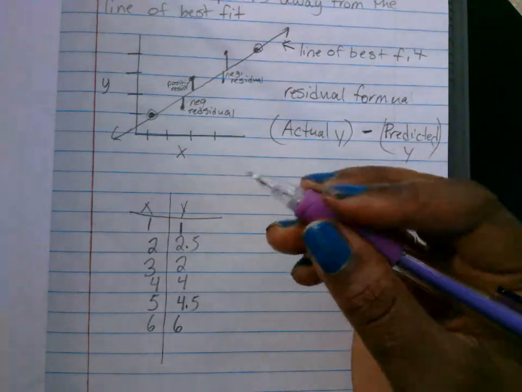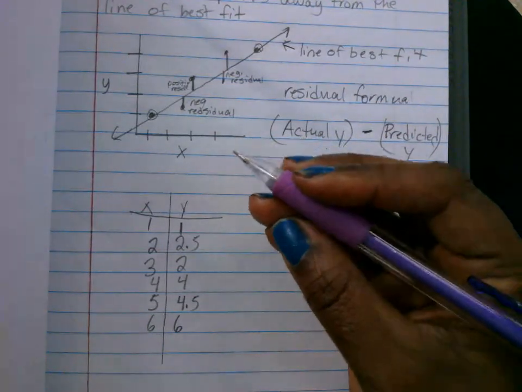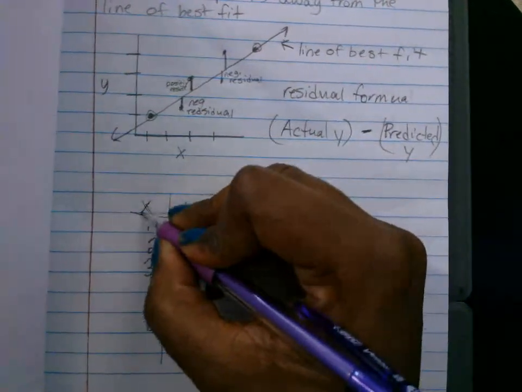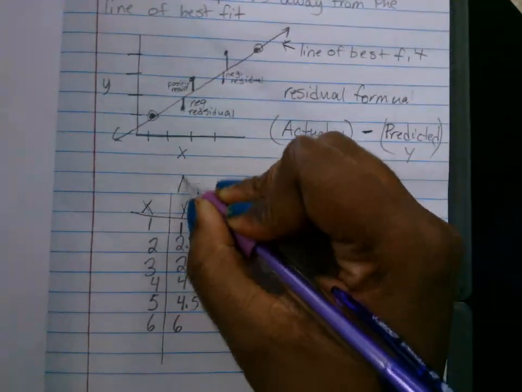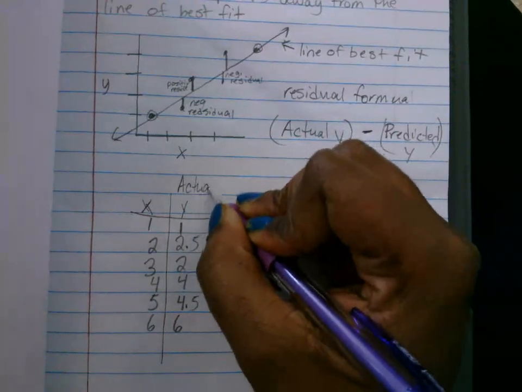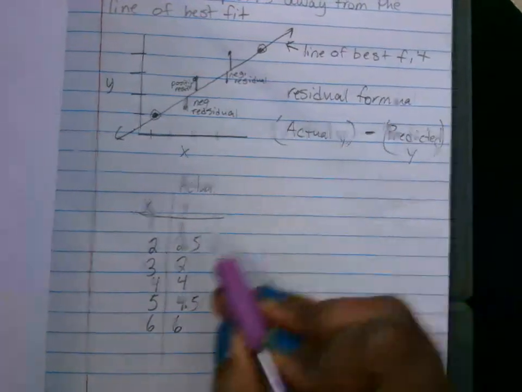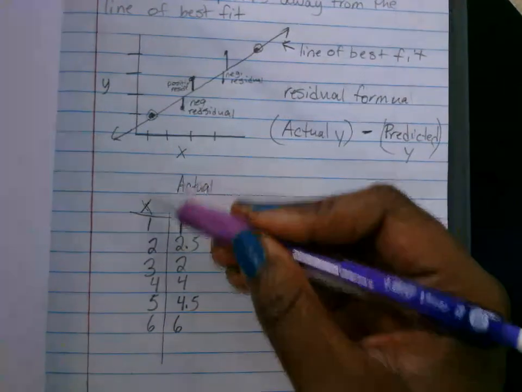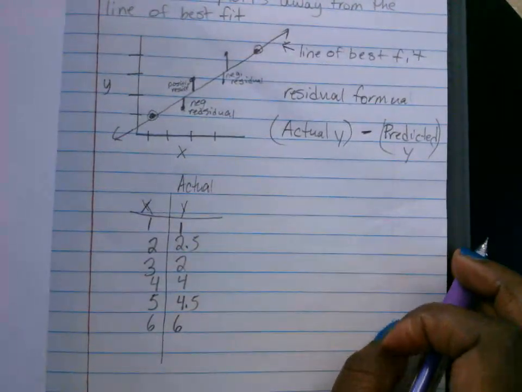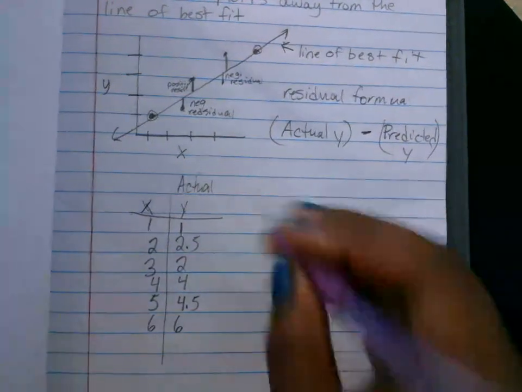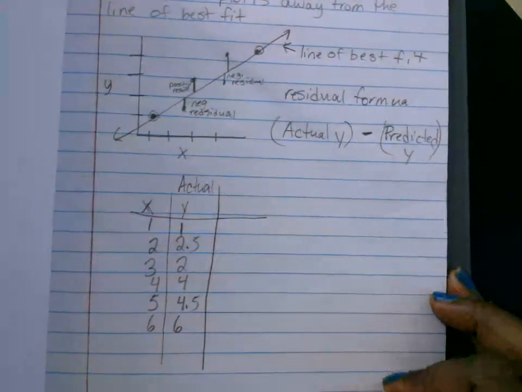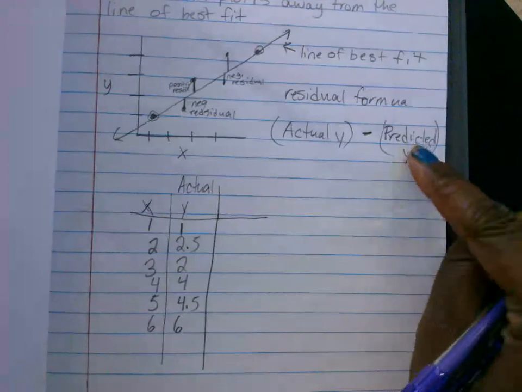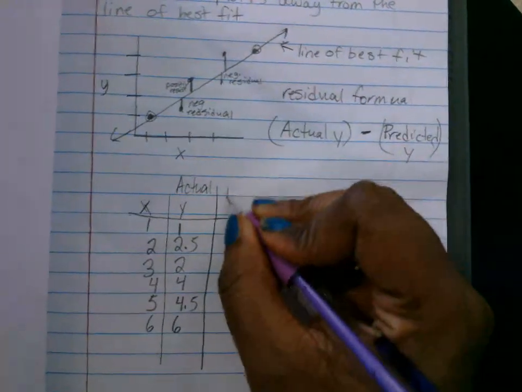Okay. All right, here we go. So these are your actual values. This is your actual Y value. These are your actual y values. Okay? Now, this is the part you have to do to find residual. You have to find the predicted y values.